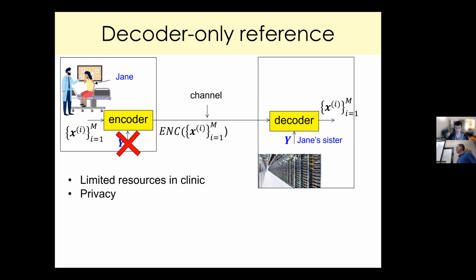What we suggest is to remove the Y from the encoder, and then we gain in complexity saving. But there's another advantage of privacy. Suppose that Jane goes to the doctor, and her sister has her genome in the cloud, but the sister doesn't necessarily want the doctors of Jane to have access to her genome, and then we basically get this privacy. We can benefit from Jane's sister's DNA without having to share it with the doctor of Jane.